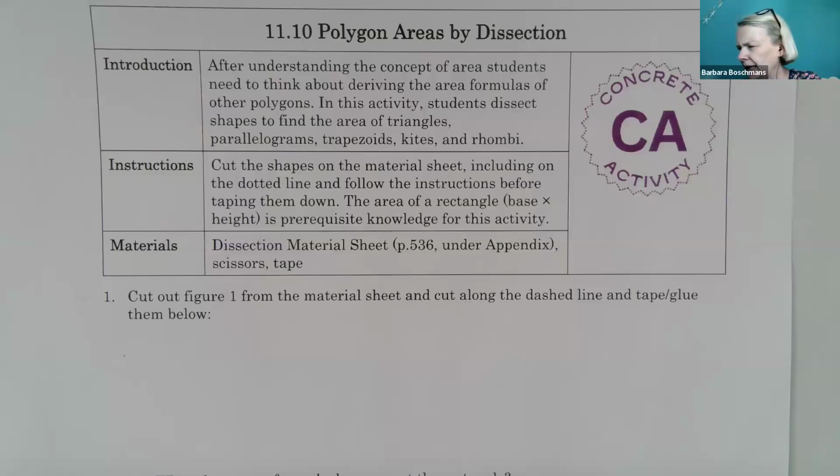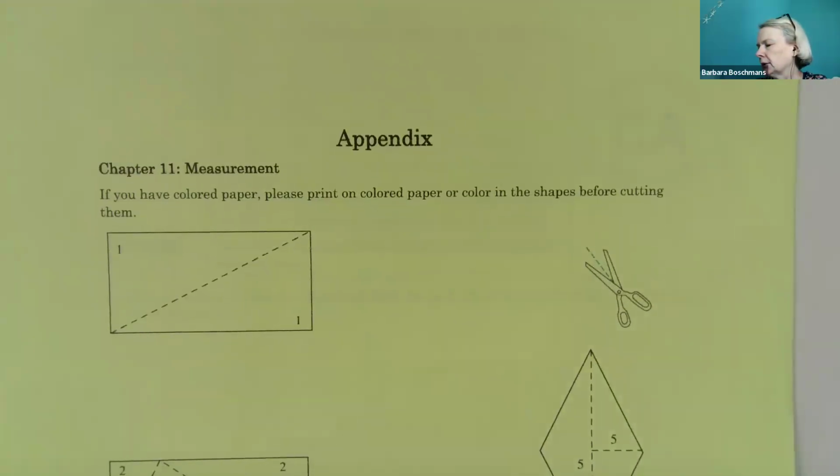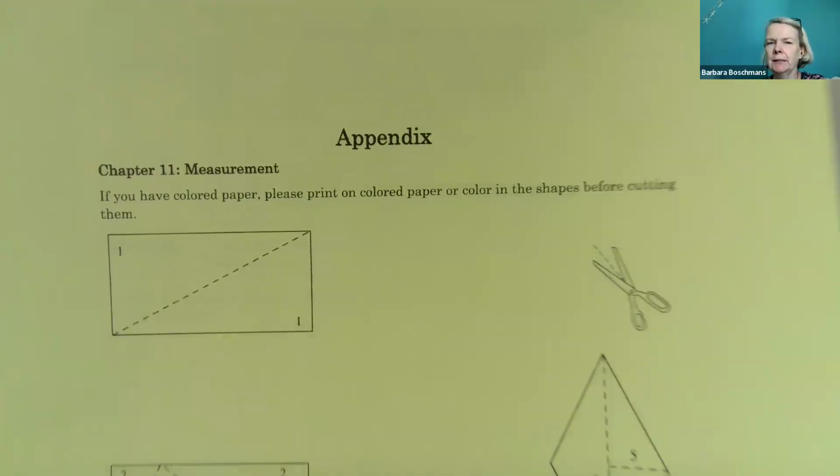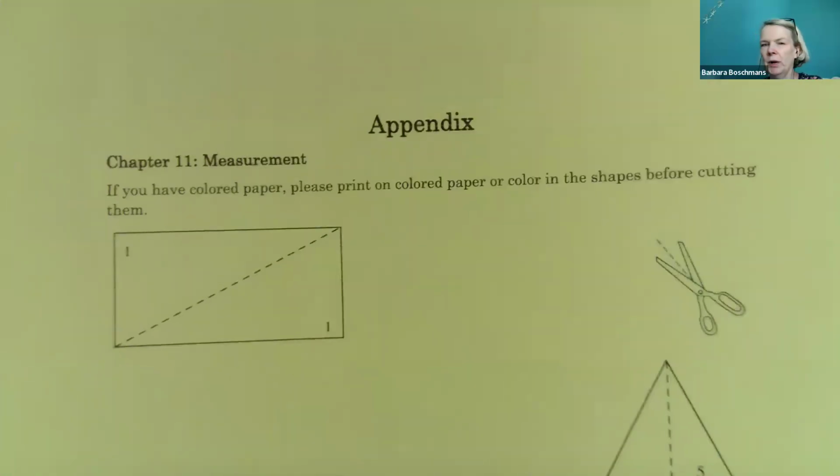Activity 11.10 is Polygon areas by dissection. This is an activity you see in many curricula out there. You will need a material sheet from the appendix. It looks like this. If you have colored paper, I printed mine on colored paper. You can also color it in later, unless you'll be using white on white.